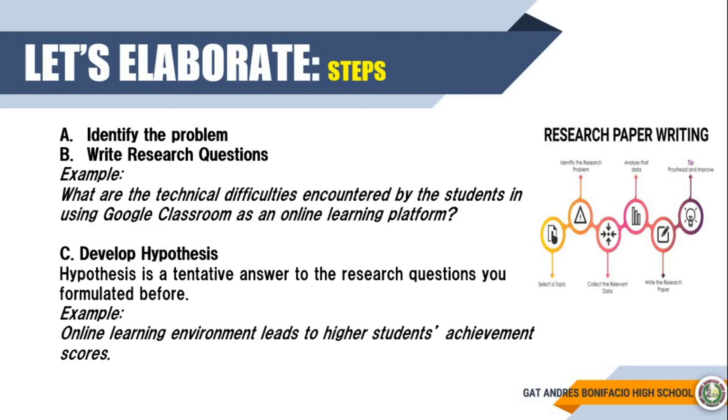Okay? Next, we have develop hypothesis. Hypothesis sometimes is not provided, or not indicated in the research paper itself or in the research report, but you can have it when you have the title defense, or you have the thesis already. Hypothesis is a tentative answer to the research questions you formulated before. So we have here an example: online learning environment leads to higher students' achievement scores. You're not yet sure, you are only hypothesizing. That's why it's a tentative answer to the research question that you have provided or asked.